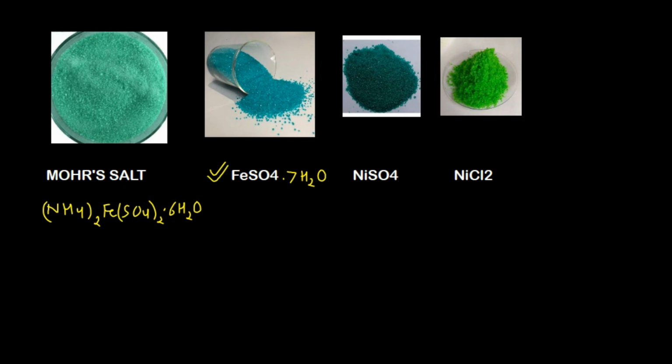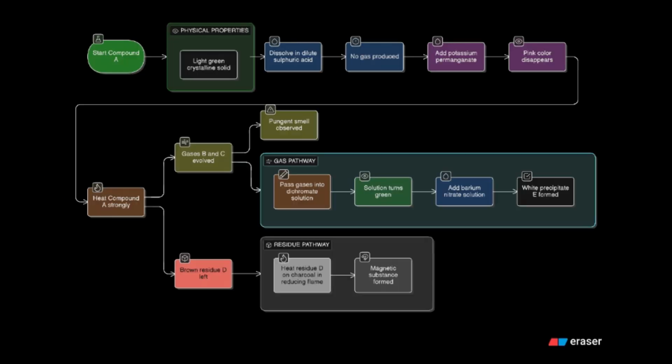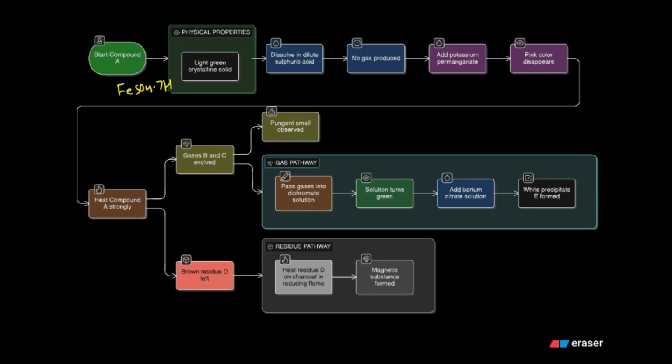And one very important thing is that you need to identify the color of the compound as well. That's why I have given the color of the compounds here. So what was the first observation? First observation here, my compound is looking like ferrous sulfate heptahydrate. And a very important thing which is given here: the magnetic substance is formed. Magnetic substance basically is nothing but the iron.